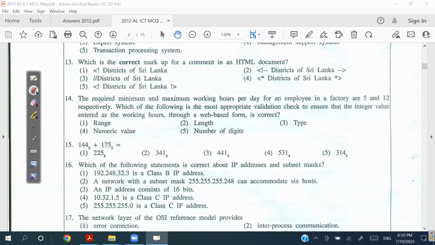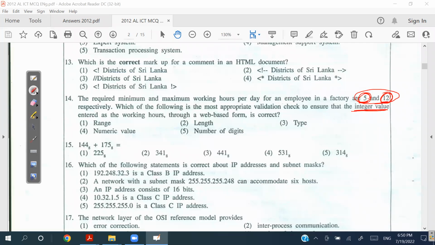It says the required minimum and maximum working hours per day for an employee in a factory are 5 and 12. So they are clearly talking about a range. The minimum value that you can enter is 5. The maximum value that you can enter is 12. Which of the following is the most appropriate validation check to ensure that the integer value entered?